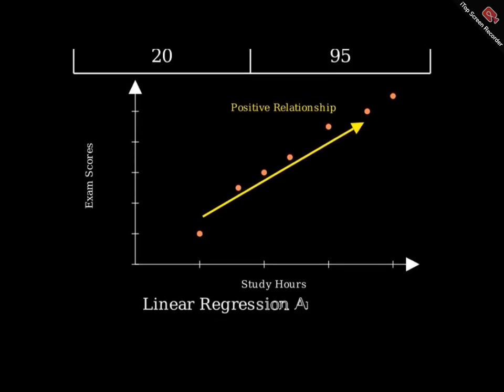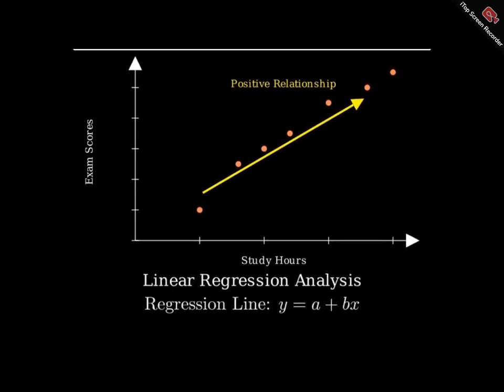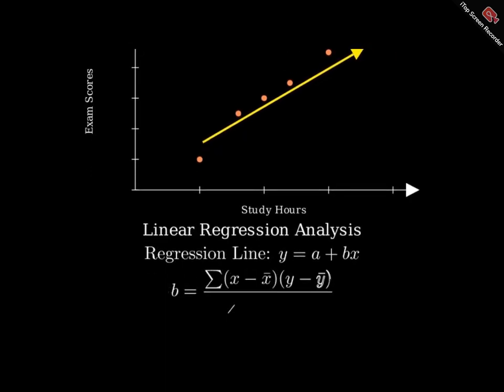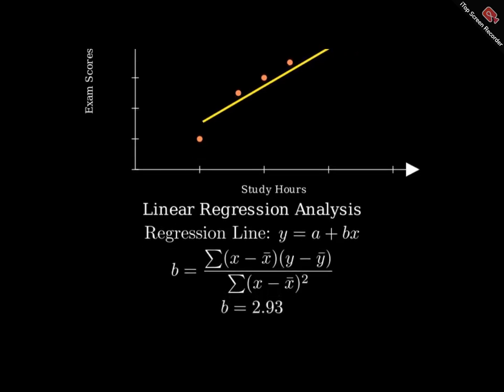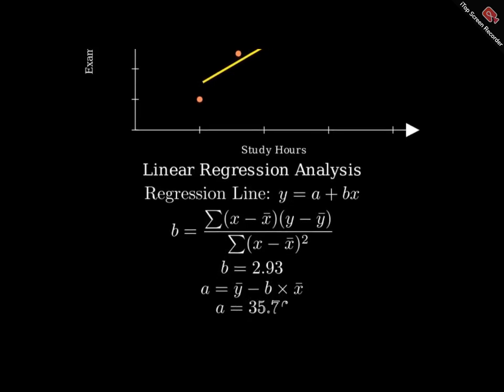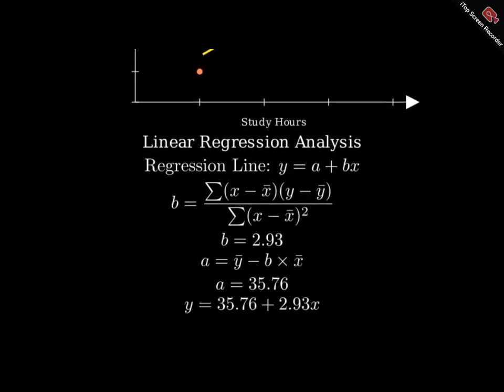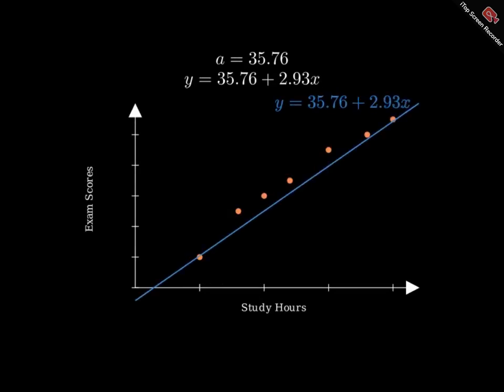Let's now find the regression line for this data. The formula for the regression line is y equals a plus bx, where b is the slope calculated as b equals sigma (x minus x-bar)(y minus y-bar) divided by sigma (x minus x-bar) squared. After calculations, we get b equals 2.93. a is the y-intercept calculated as a equals y-bar minus b times x-bar. After calculations, we get a equals 35.76. So our regression line equation is y equals 35.76 plus 2.93x. Let's plot this line on our scatter plot.